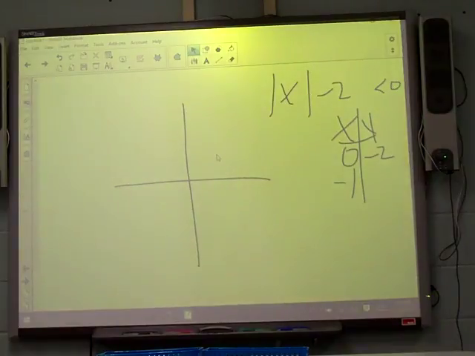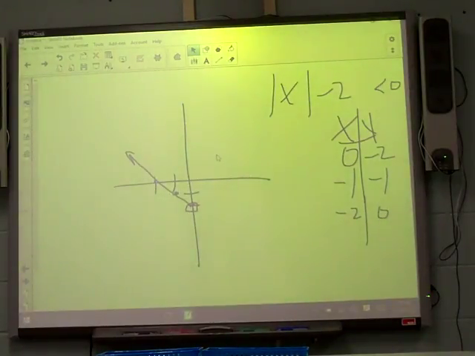Absolute value of -1 is 1, and 1 minus 2 is -1. Then -2: absolute value of -2 is 2, and 2 minus 2 is 0. So that would be 0, -2. And that one just gets an open circle because the problem doesn't say equal to. And then -1, -1, and -2, 0. So you have something going like that.